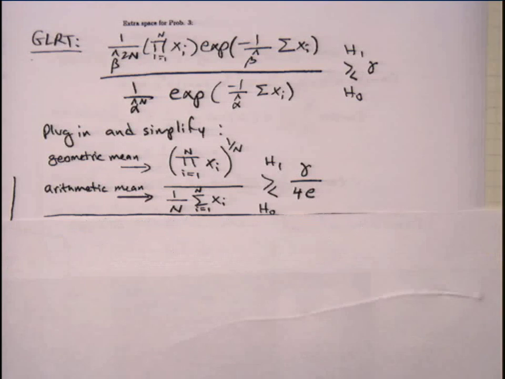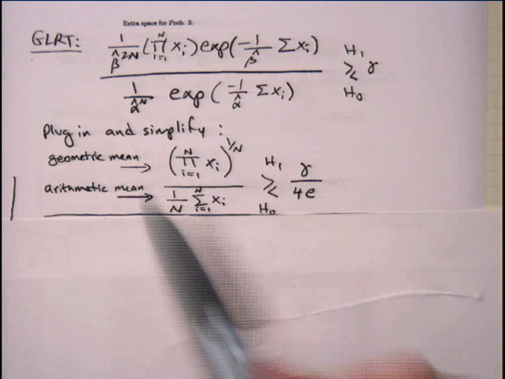Okay, so you write the GLRT up there, you plug in alpha hat and simplify. There's a bunch of algebra that you have to do, you have to be careful about. And what you end up with is the following inequality. In the numerator is the product of all the xi's raised to the 1 over nth power, and in the denominator is the average of the data. And on the right-hand side, you've got this gamma over 4e. E is just the e number, like e to the whatever.